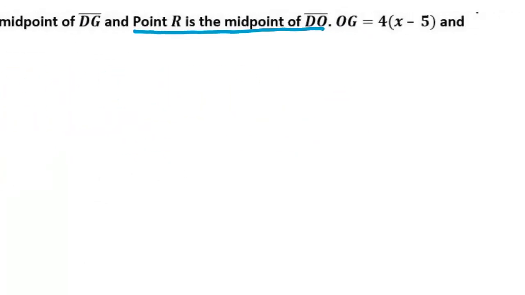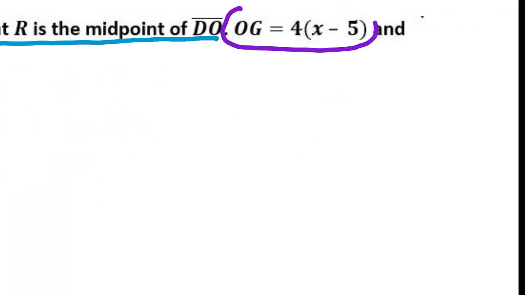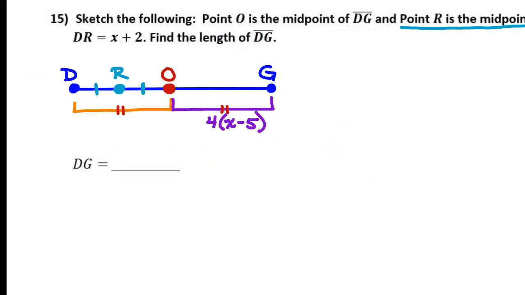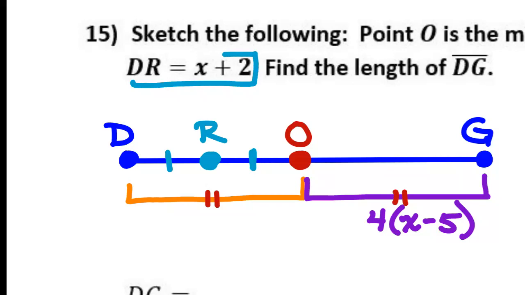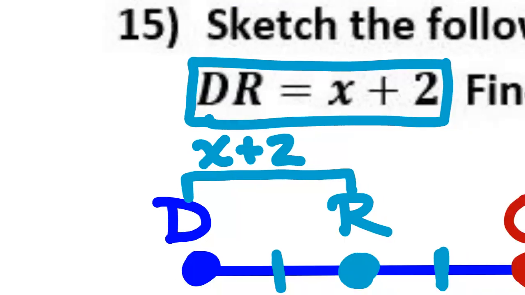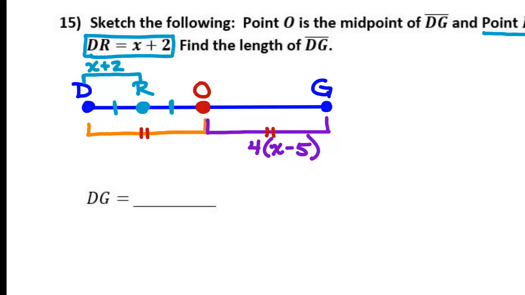And now they give me some more information to mark my picture up with. It says OG is 4 times x minus 5. So right here, 4 times x minus 5. DR is x plus 2. So from D over to R, right here, is x plus 2. And we want to somehow use this information to find the length of the whole big long line segment.